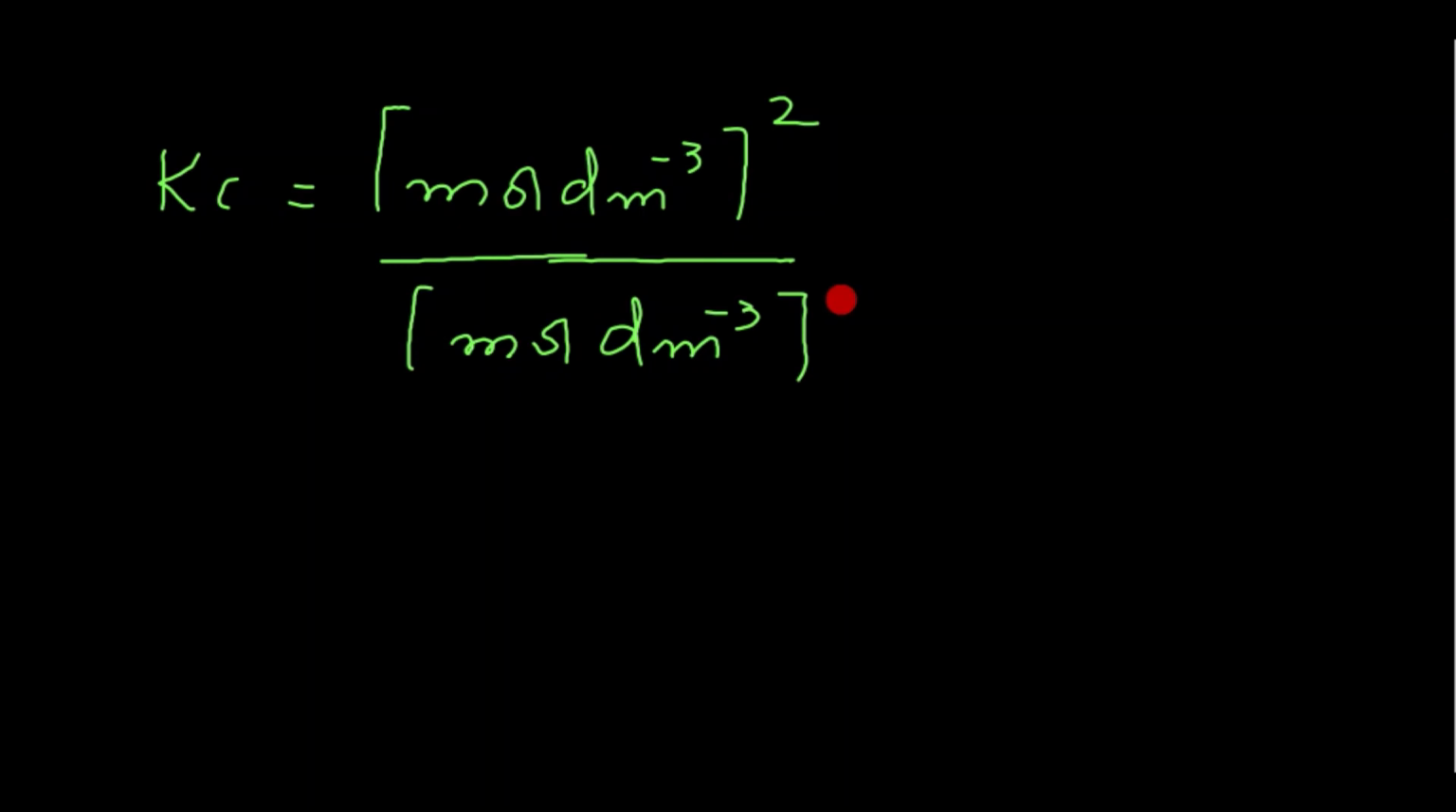Here we have mole per cubic decimeter definitely raised to the power 1. When we take the denominator up, then 2 minus 1 is equal to 1, right students? So that's why we write the unit of Kc. The unit of Kc for this reaction would be mole per cubic decimeter. This is the unit of Kc for this reaction. I hope this is clear to you students.